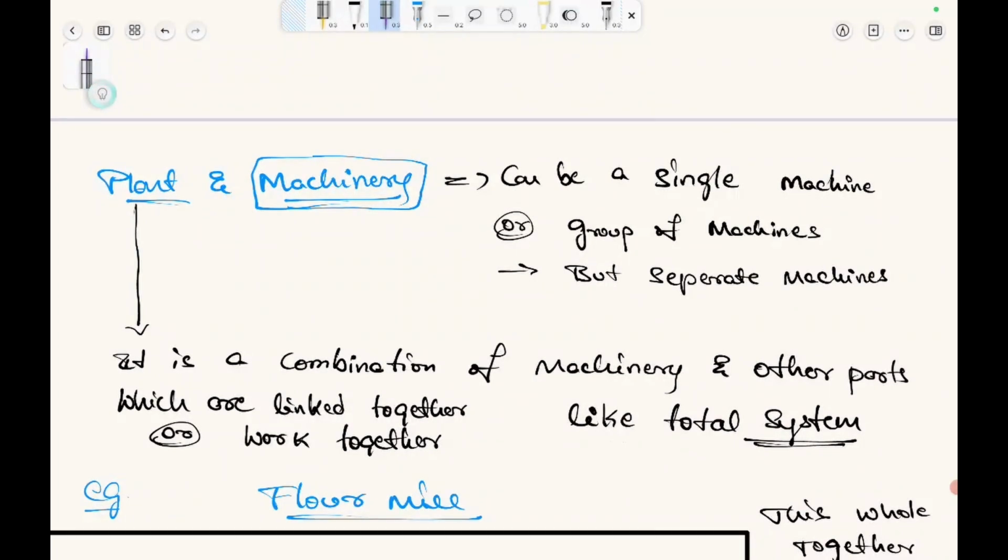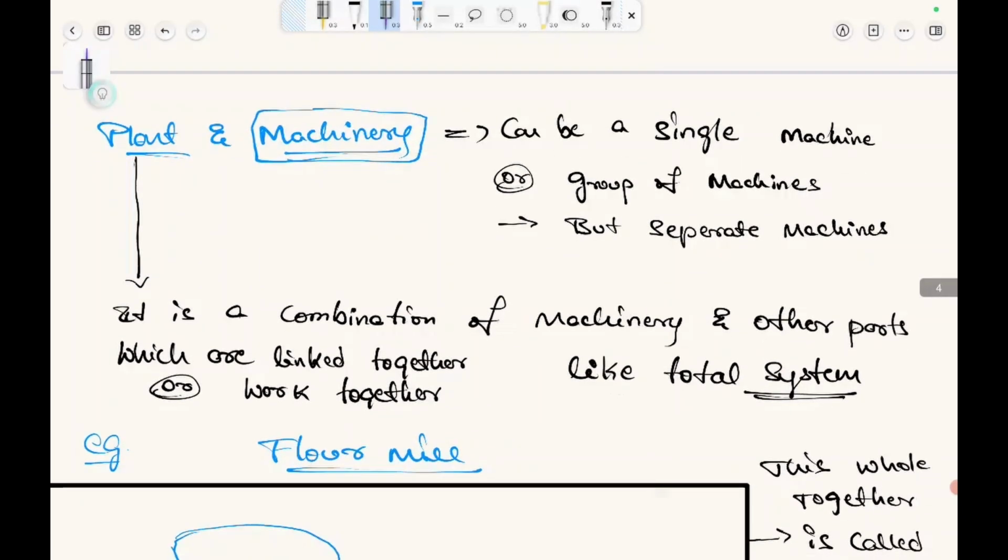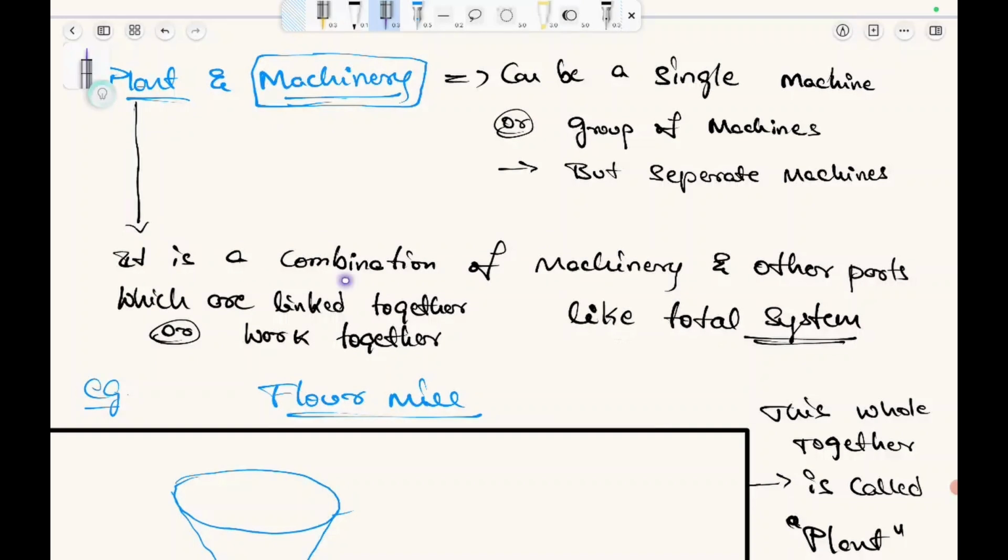Machinery, we all know, can be a single machine or a group of machines, but separate machines altogether. Which means you have a tailoring machine and one DC motor. These are all machines, but these are separate. But when we say plant, this is a combination of machinery and other parts which are linked together or work together like a total system or production system.